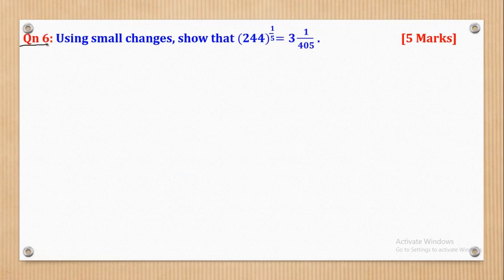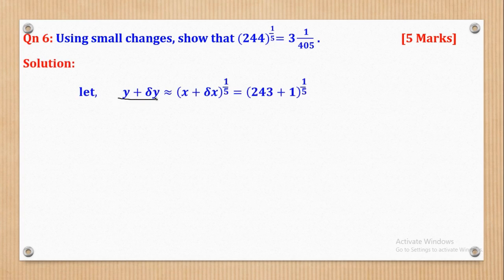Now we shall go to question 6, which says using small changes show that this is equal to that. So we are going to let y plus small change in y be the required value, and x plus small change in x be this value in bracket, then power 2 remains the same.